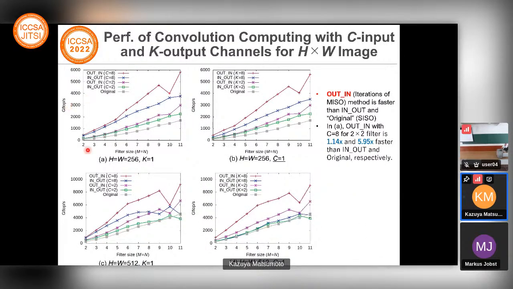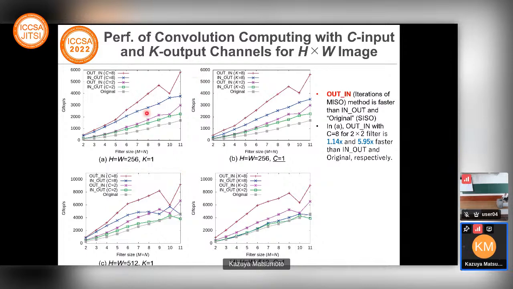This shows the performance of convolution computing with C input and K output channels for an H by W image. The whole figure shows different conditions: the left one shows the case where the number of output channels is 1, and the right one is the case where the number of input channels is 1. In each figure, the horizontal axis represents the filter size, and the vertical axis is the gigaflops performance, so higher is better.